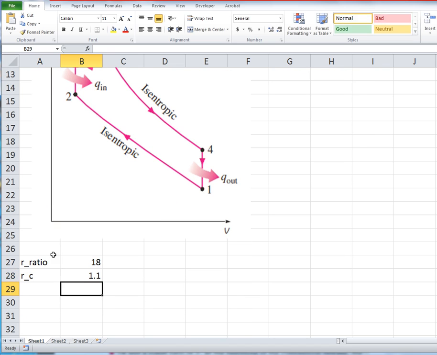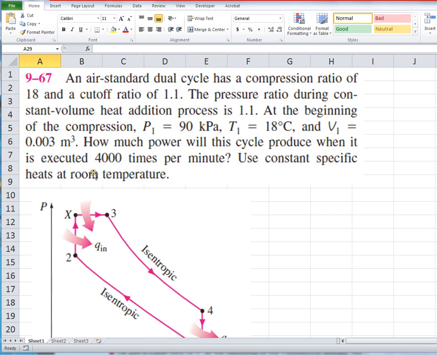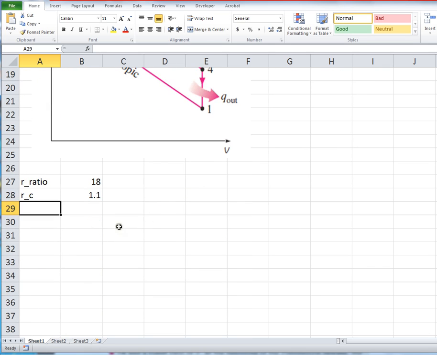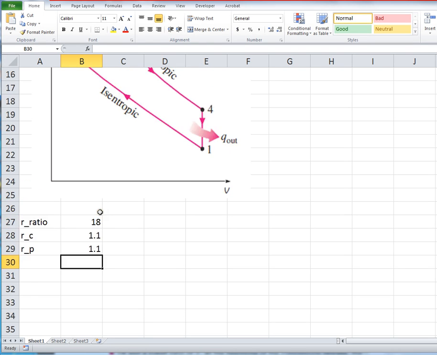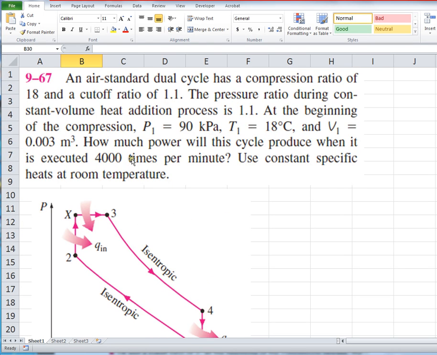Okay, and then what else does it tell us here? It says the pressure ratio during the constant volume heat addition process. So it's giving you some help on how much of the heat is added at constant volume. He's telling you the pressure ratio Px over P2 is equal to 1.1. So I'm going to call this rp. That's a little bit dangerous, but we can call it rp. Seems to have the same numerical value as rc.